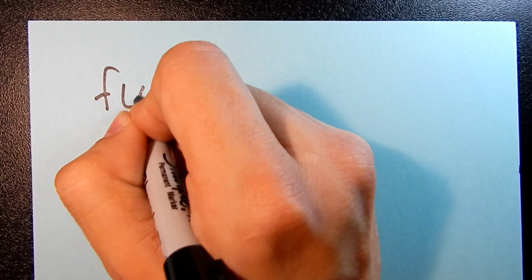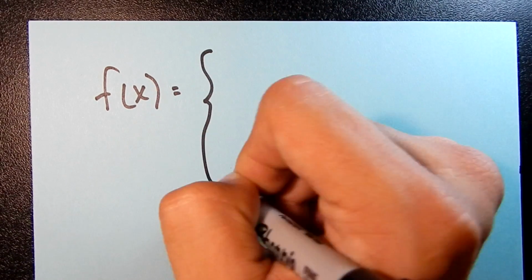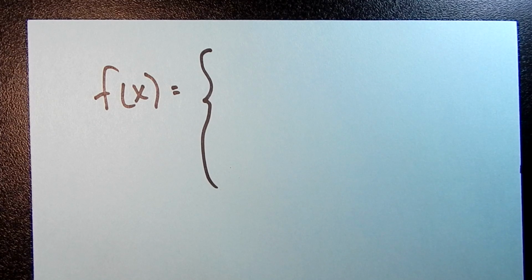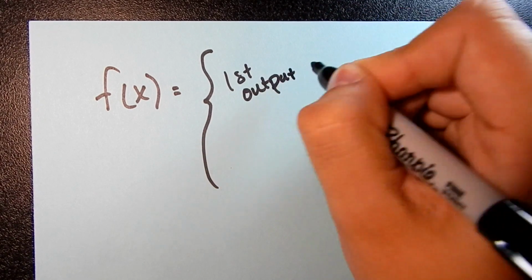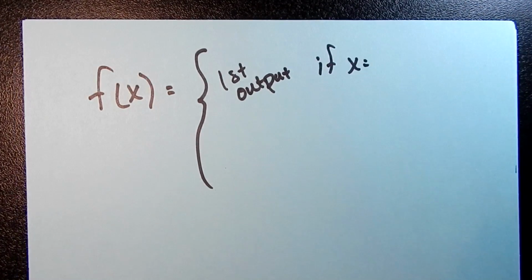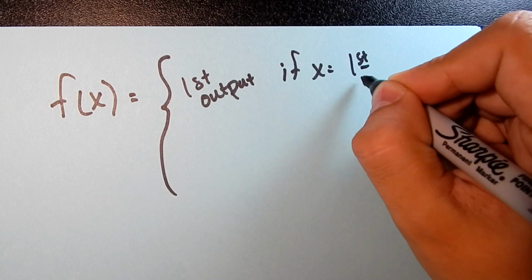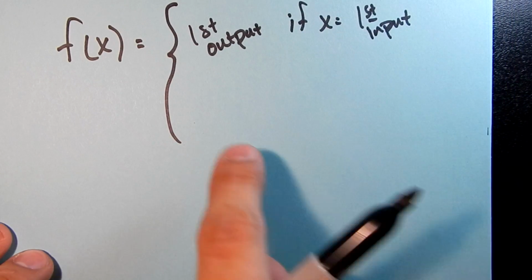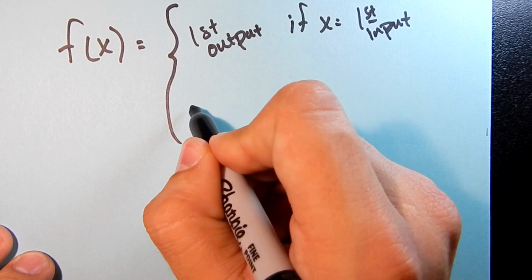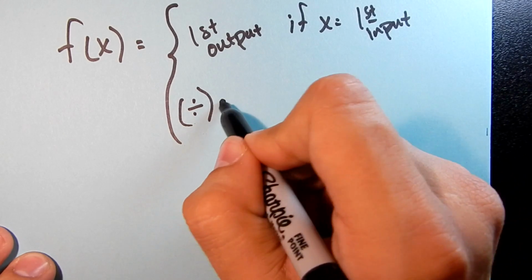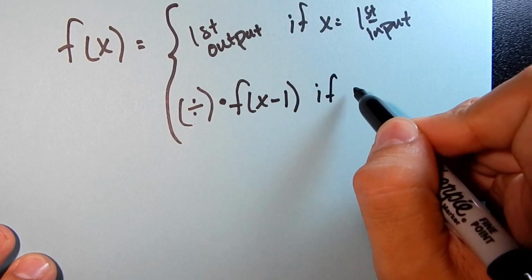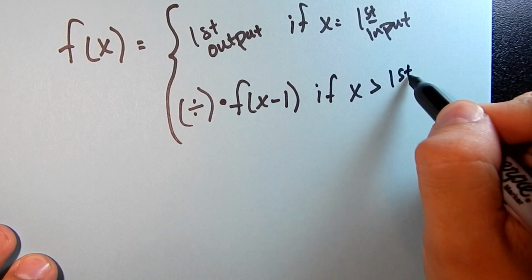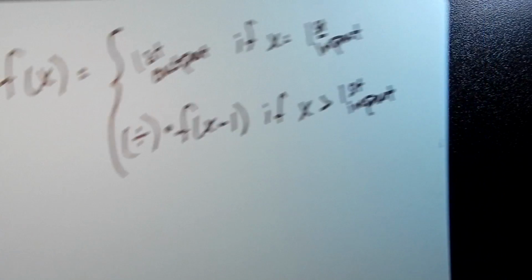So our recursive form is going to look a little bit different. We have our general form here, f of x is equal to... Now the first thing we have to do is begin this pattern. So we're going to start this with our first output, and we'll say if x is equal to our first input, and for this next part, we're going to take our ratio times the previous output, so f of x minus 1, and that is if x is greater than our first input. So whatever that ends up being.